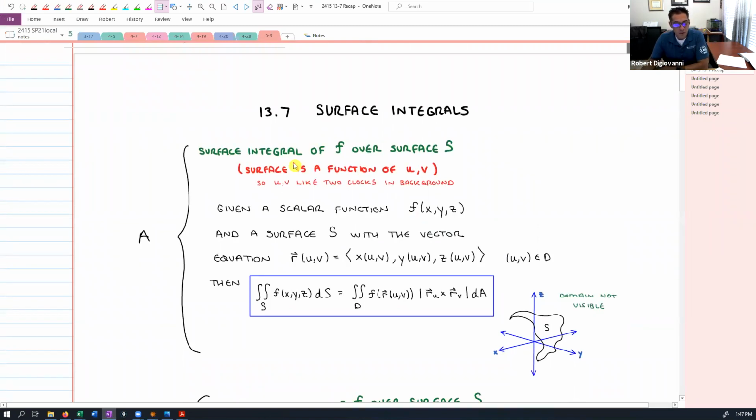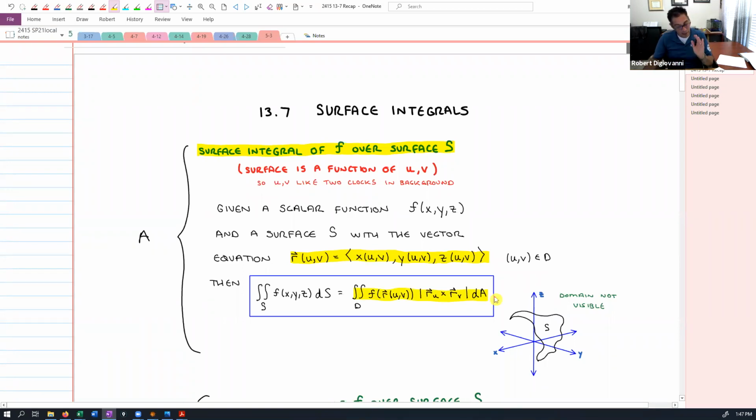If you're trying to find the surface integral over some surface where your surface is drawn with some vector function, like the sphere, then you have to do this. This is what we just did in the previous example. That's what you have to do.